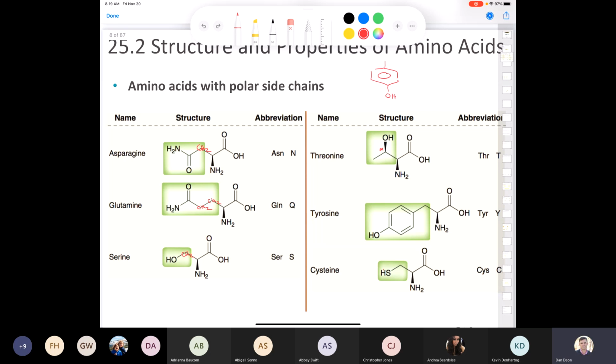So what's the commonality between all these? Well, when your R group has a hydroxyl, an amide, or a thiol, that's considered a polar side chain.